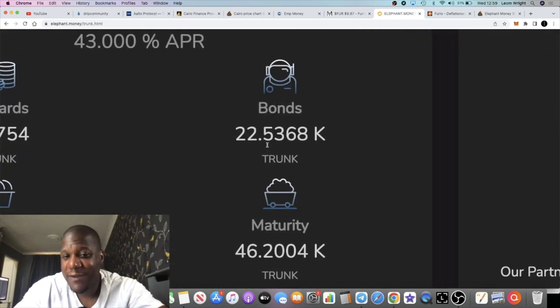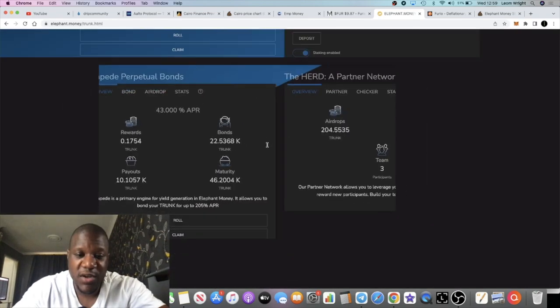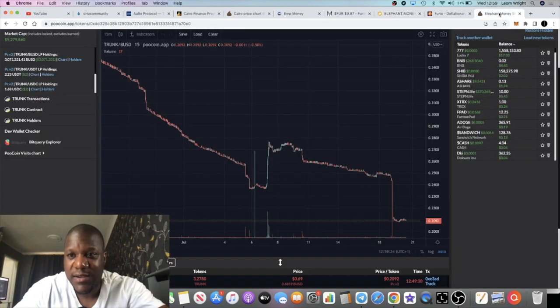I started off with about 15,000 Trunk, which at the time was worth about $15,000 BUSD, but the price of Trunk is now down to about 20 cents. Okay, guys, so it's very much off peg. It needs to go up like another 3-4x for it to get back on peg.